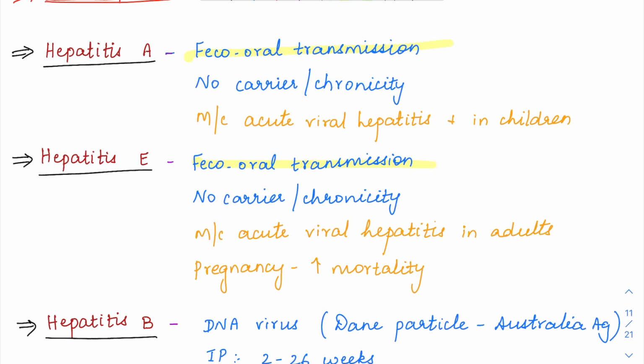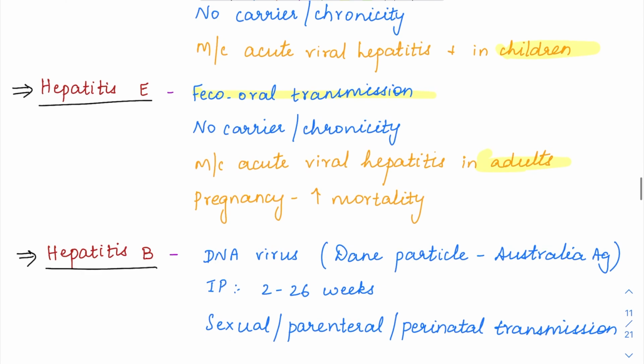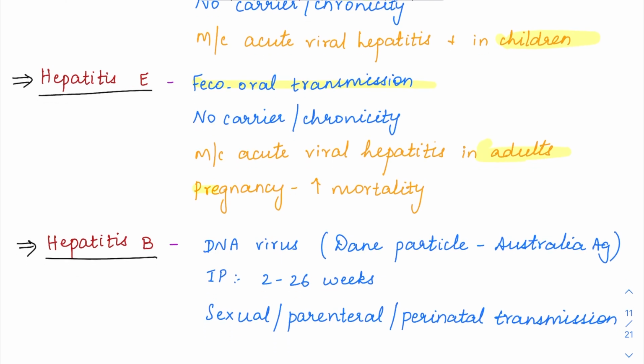So hepatitis A is going to be the most common viral hepatitis which is having an acute presentation in children, while hepatitis E will be the most common cause of acute viral hepatitis in adults. And then hepatitis E is quite dangerous in pregnant females. During pregnancy, if they acquire hepatitis E infection, it can lead to mortality of the patient as well.